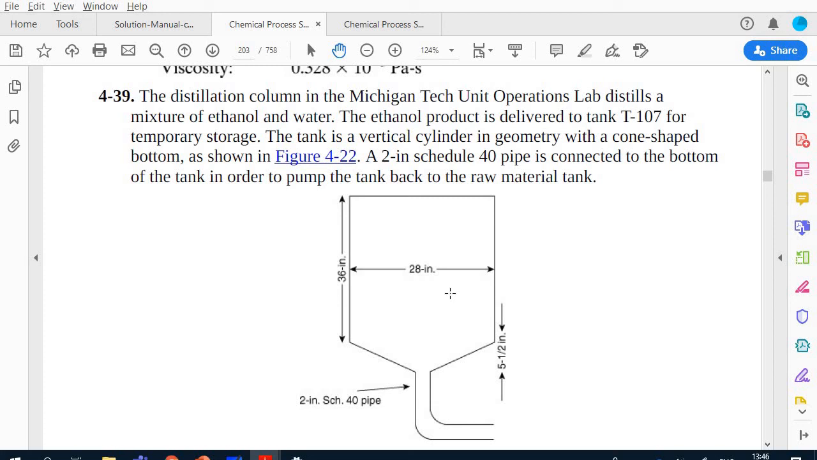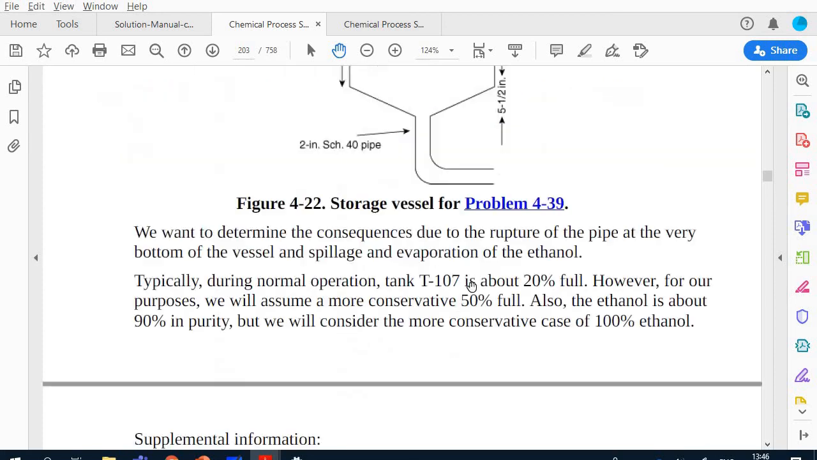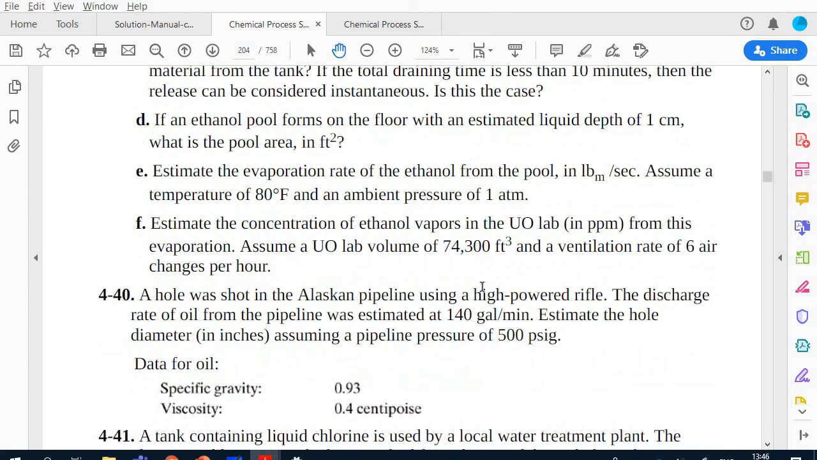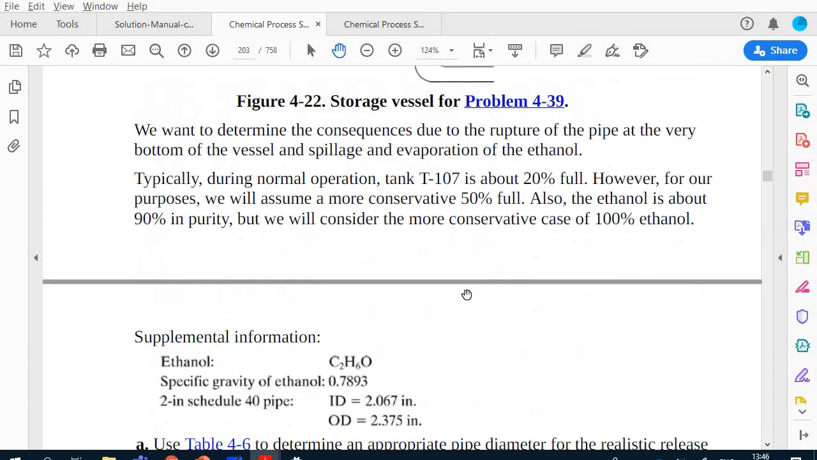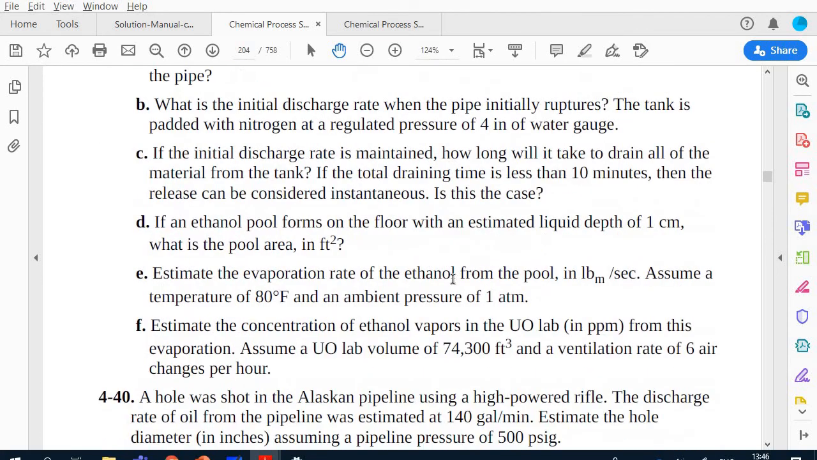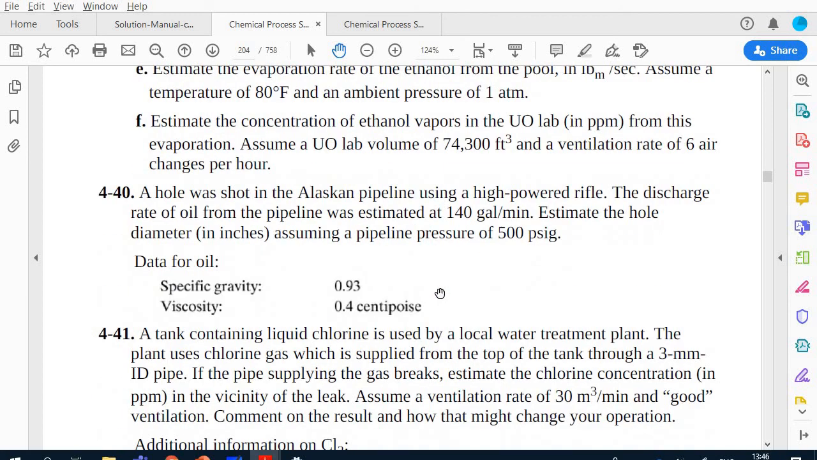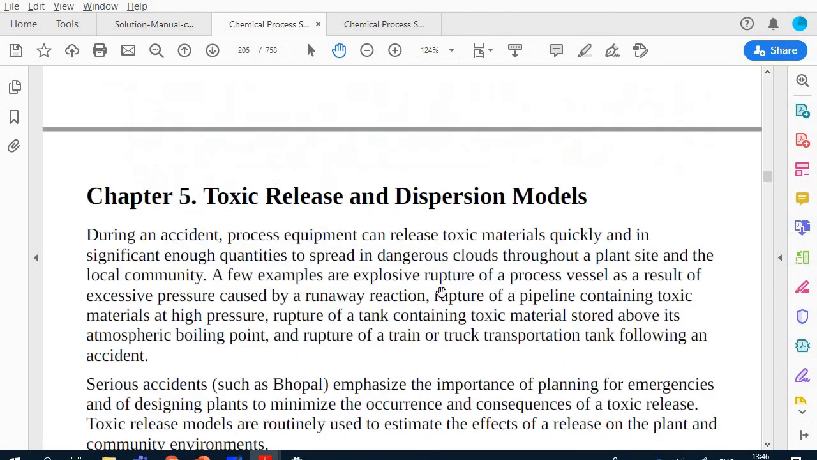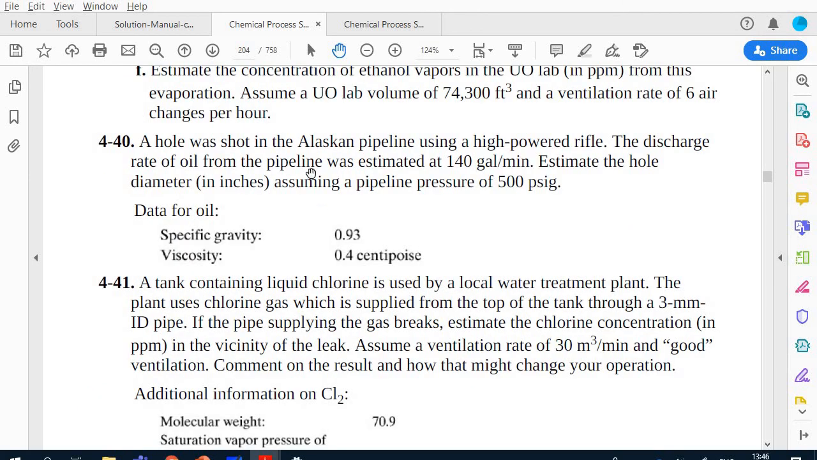So try to solve 39, and also try to solve problem number, let me see here, 39. 39 is a pretty long problem. Ooh, that will be really challenging for you. That will be challenging, but it's interesting. You're going to enjoy it. Okay, great. So I think that's all. That's what we need to do.